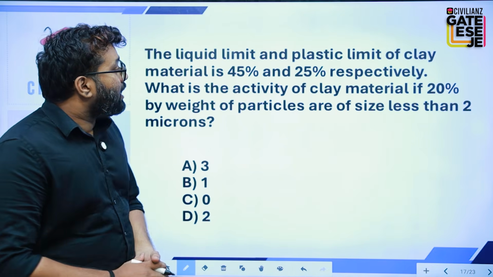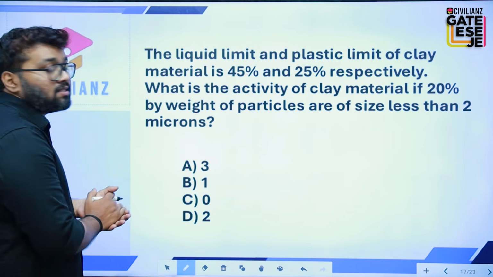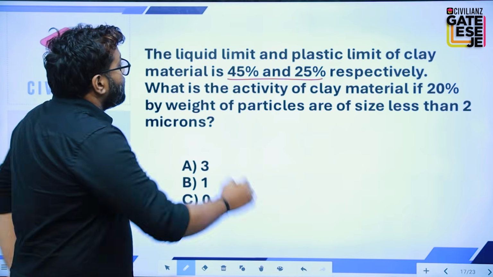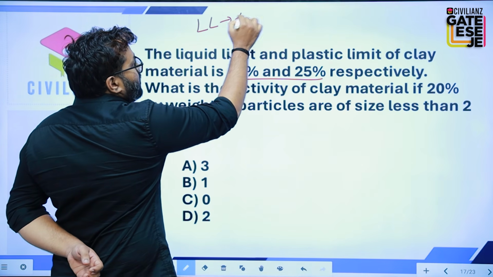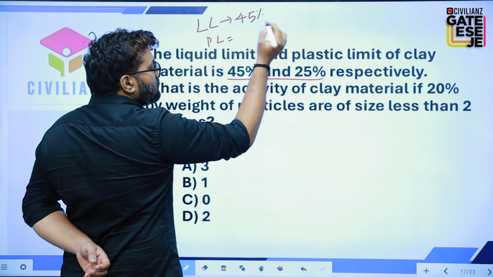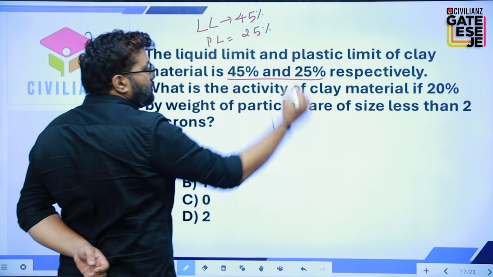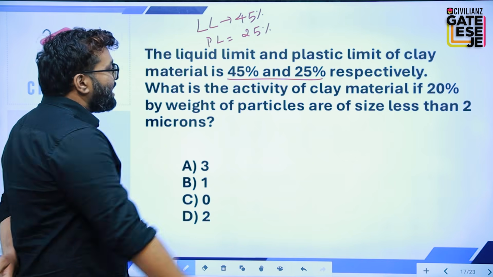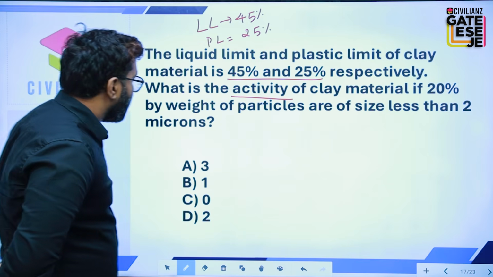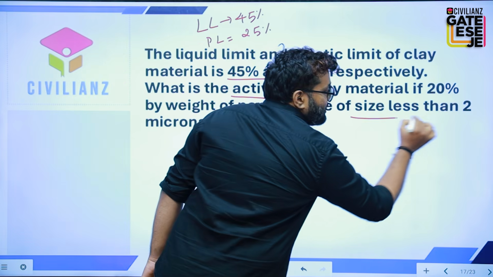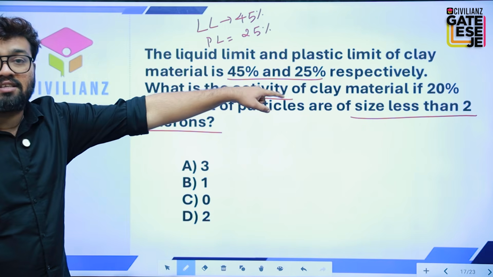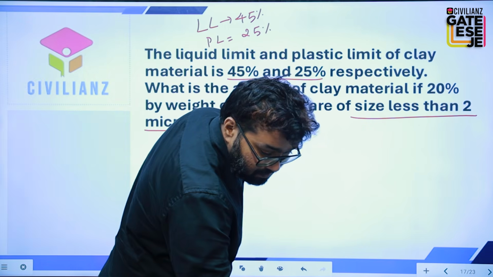The liquid limit and plastic limit of a clay material are 45% and 25% respectively. So given liquid limit is equal to 45% and plastic limit is equal to 25%. The question is, what is the activity of the clay material if 20% of the particles are of size less than 2 microns? So 20% of the particles are of size less than 2 microns.